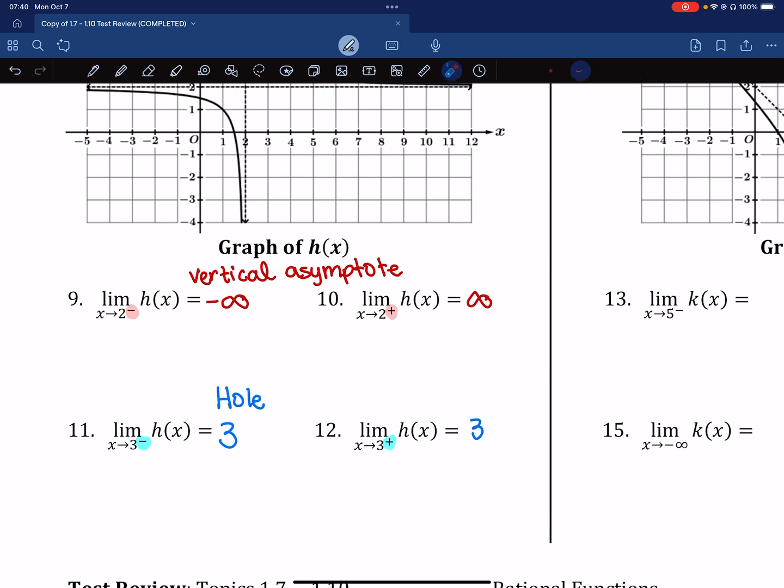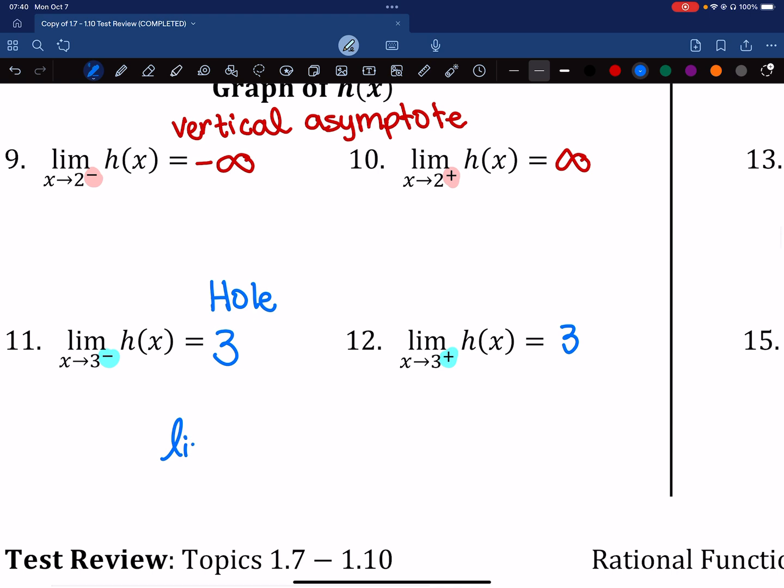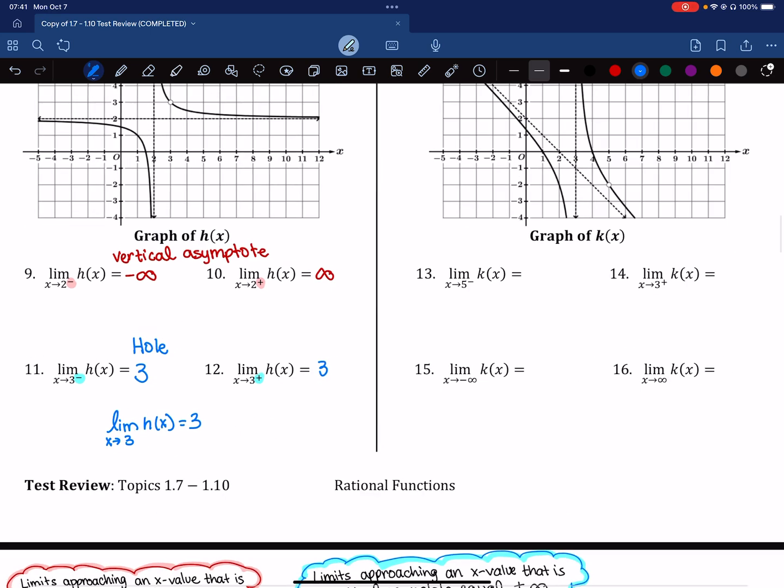So this is like what we need to know. When x is approaching a number and it equals infinity or negative infinity, you have a vertical asymptote. When x is approaching a number and it equals a number, you have a hole. Now, because the limit from the left and the limit from the right on 11 and 12 equal the same thing, this could also be written as just the overall limit as x approaches 3 of h of x equals 3. So because the left and the right equal the same number, then you can drop the left and the right notation and just say the overall limit equals 3.